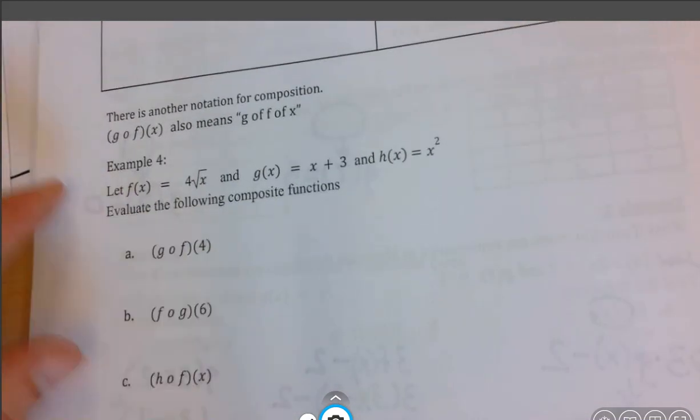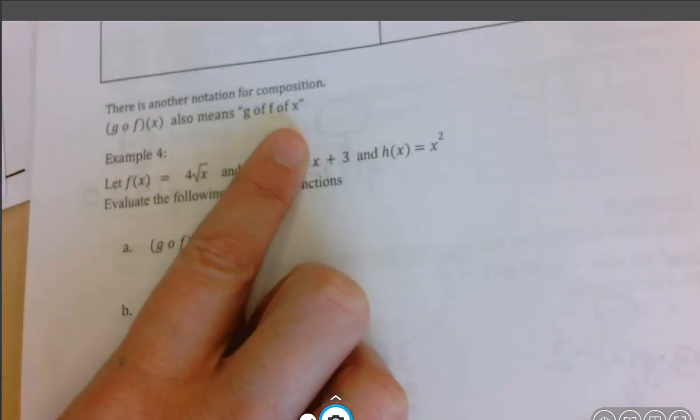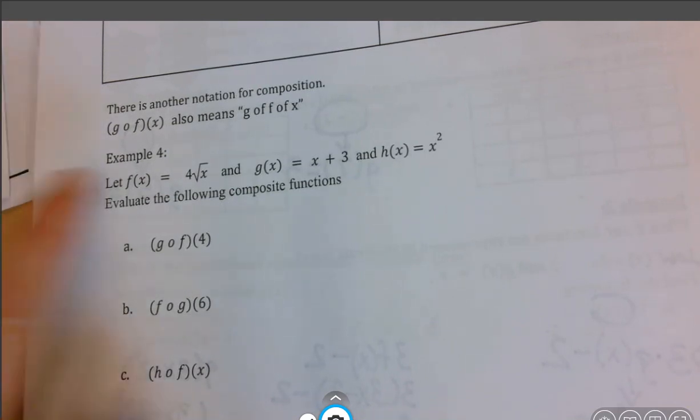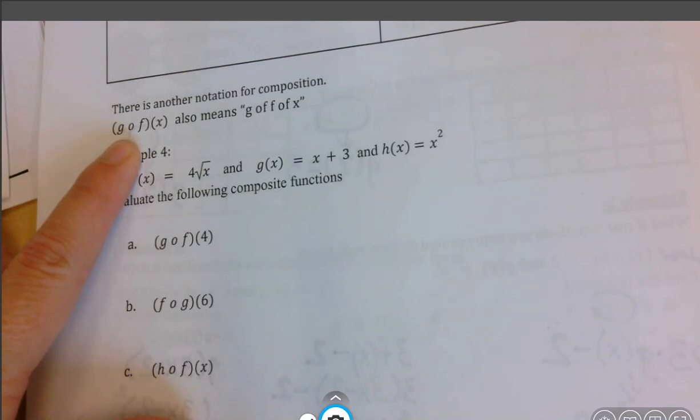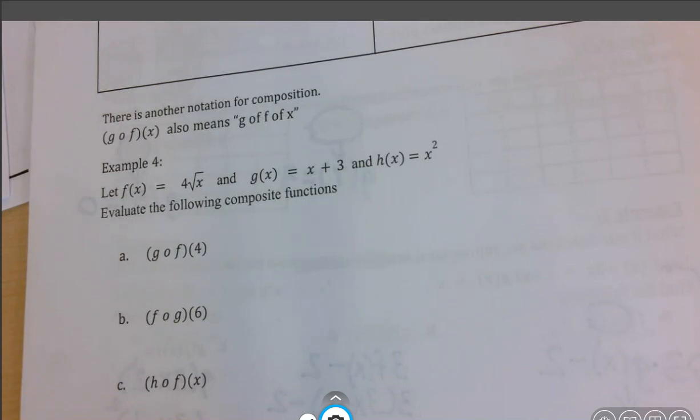All right, last section. So another notation for composition. This also means g of f of x. Remember on the first side of our notes, I did tell you that there were 2 ways to write g of f of x. If you see this with an open dot, it means g of f of x. If you see it colored in, that means g times f of x. So it has to be an open dot to do g of f of x.